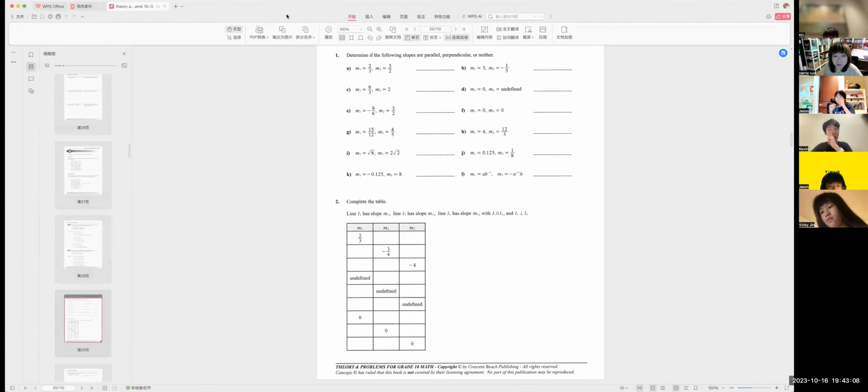Okay, so let's take a look at this one. Kevin, you can see M1, M2, and M3, right? We want to make L1 parallel to L2, so M2 must be the same as M1, right? And M3 needs to be perpendicular to M1, so basically it's -3/2. Get it, everybody? So this is something we learned, and it is very easy, right?